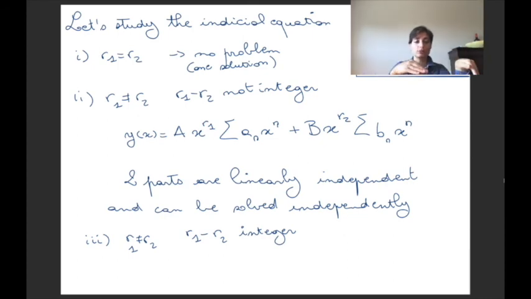Or we can have the situation in which they're different, but their difference is an integer. In which case it means that one block could be the other block multiplied by x to the power r1 minus r2. And then we have to be a bit more careful. We are not going to be looking into details in case 1 and case 3. We are only concentrating on case 2: the two solutions of the indicial equation being different and their difference not being an integer.